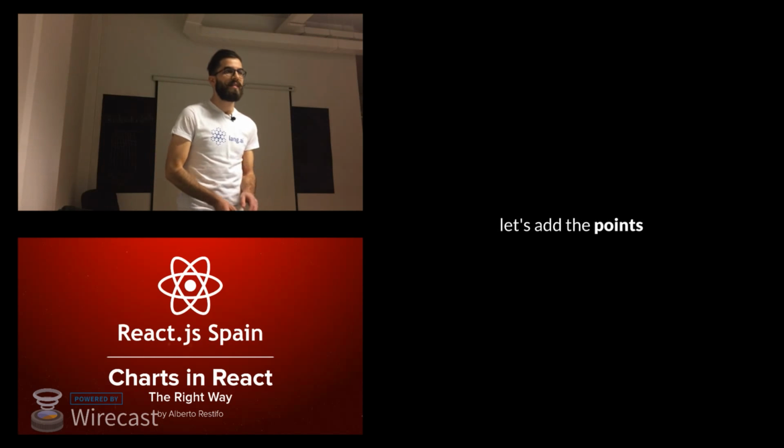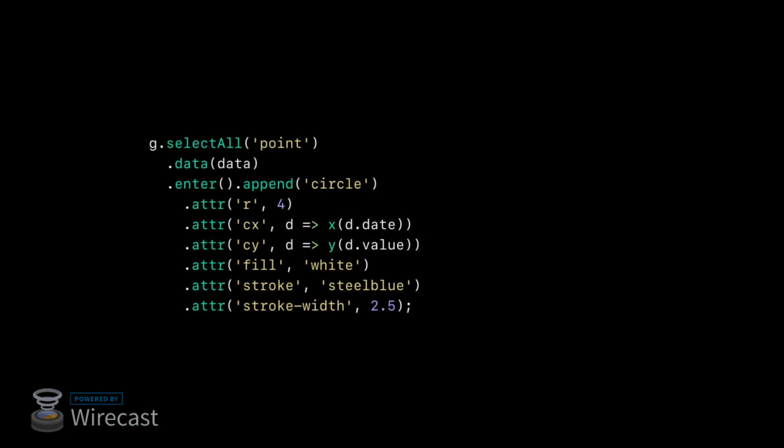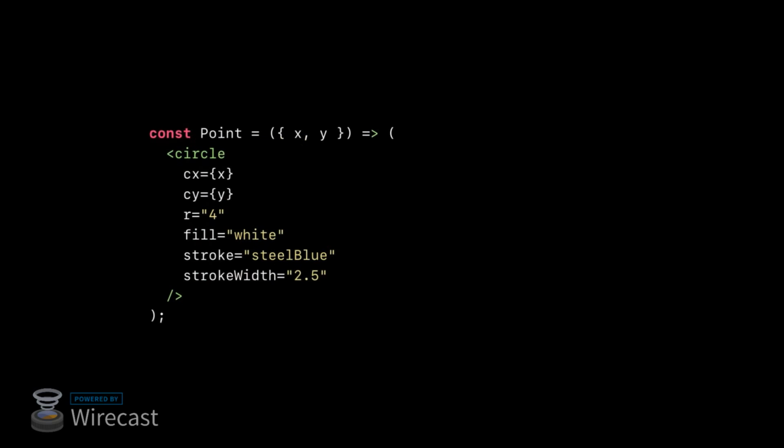But now this thing is going to get better, because let's add the points to our chart. This is how you do it in the D3 example. You select all points, pass in the data, and some D3 magic that allows you to iterate circles, essentially specifying radius, again X and Y coordinates for the circle, and some styling.